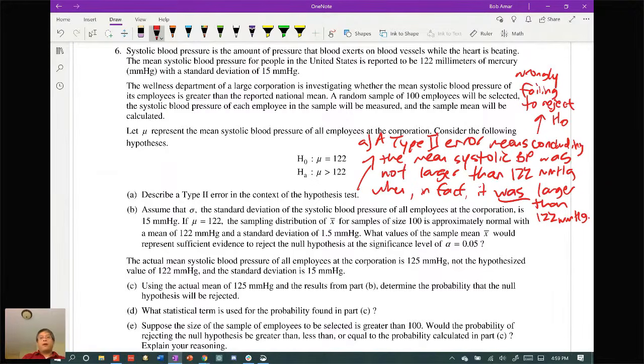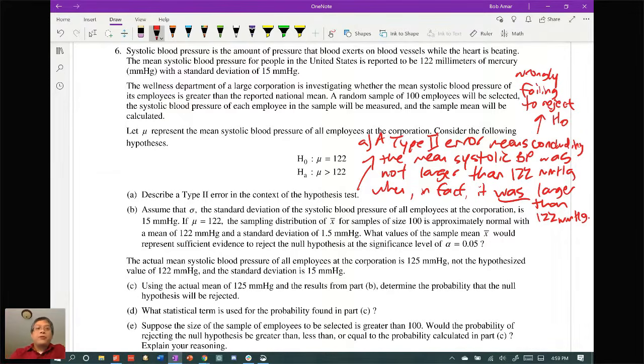And a type 1 error would be rejecting the null hypothesis when the null hypothesis really was true. So for me, the type 1 error is that the first hypothesis was really true and you did the wrong thing. And the type 2 error means the second hypothesis was true and you did the wrong thing.